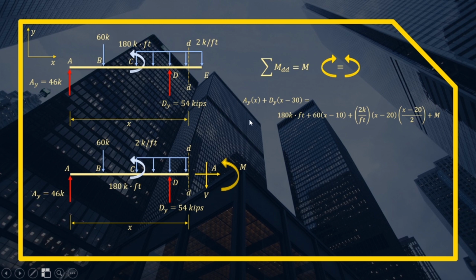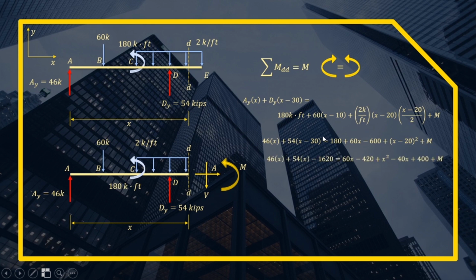So simplify natin, meron tayong AY na 46, and meron tayong DY na 54, equal to, tinanggal ko na guys yung mga units, no? So equal to 180 plus, distribute natin guys yung 60 kips natin, kaya 60x minus 600, cancel ulit dito yung 2, kaya x minus 20 squared plus m.